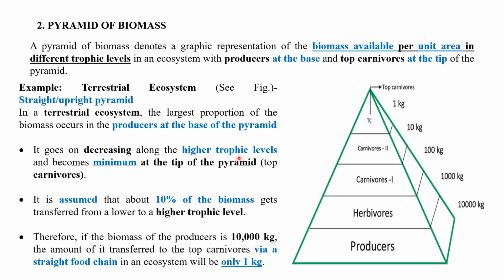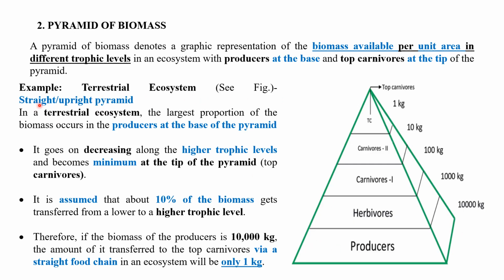Next, the next type is the pyramid of biomass. A pyramid of biomass denotes a graphical representation of the biomass available per unit area in different trophic levels, right? In an ecosystem with producers at the base and top carnivores at the tip of the pyramid. TC means top carnivores. For example, we can see the terrestrial ecosystem.